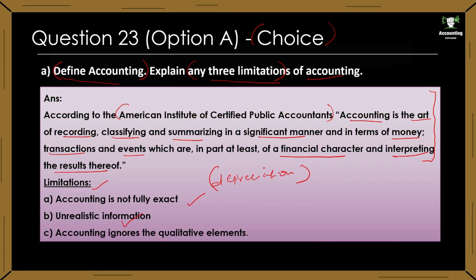Next, unrealistic information. For example, we all know that assets are recorded at the historical cost, which may be much lower than their market value, presenting a picture that is not entirely realistic. Okay, accounting ignores the qualitative elements. It focuses solely on monetary transactions, overlooking vital factors like employee morale, management efficiency, or customer satisfaction, which are crucial for business's overall health, but cannot be measured in money. So it takes only monetary transactions, and it ignores all the qualitative characteristics of the business.